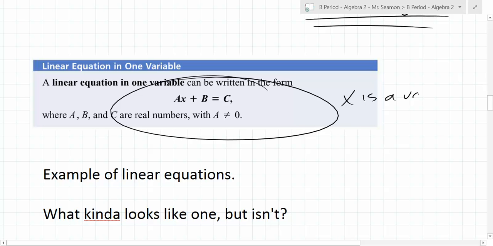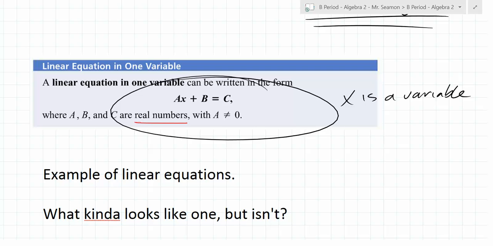X is a variable. Everything else are constants. And what types of constants are they? What kind of numbers are they? Real numbers. So if you have an equation and you can rearrange it to ax plus b equals c, it is a linear equation in one variable.